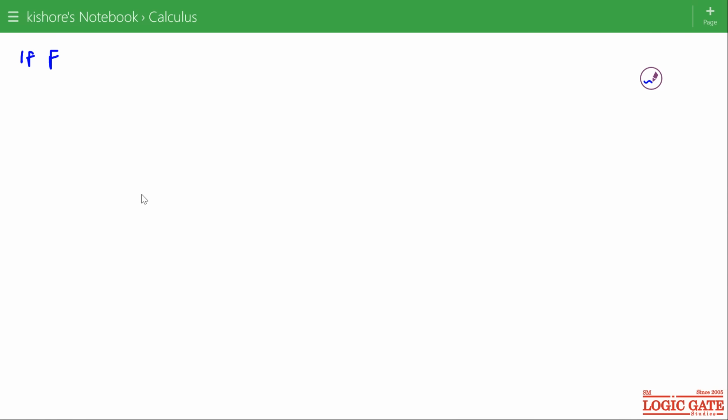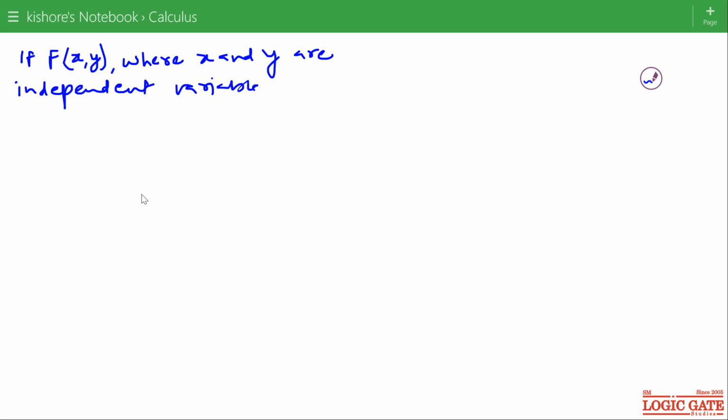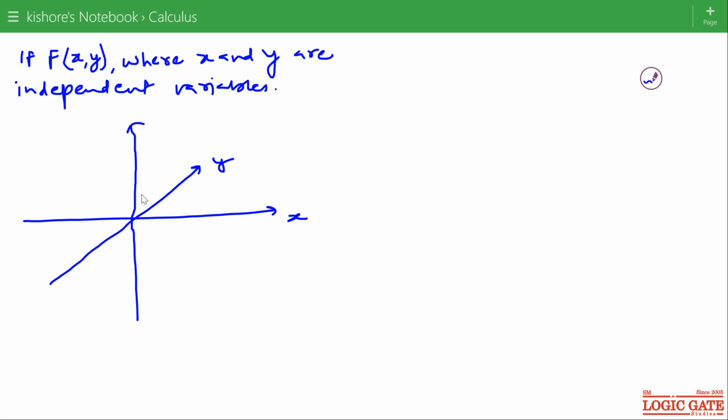Now if f is function of two variables where x and y are the independent variables, this is the xy plane, and function is defined along z-axis. This is f(x,y). And limit of f(x,y) when x and y are approaching any arbitrary point, for example, it is (0,0), here is L.